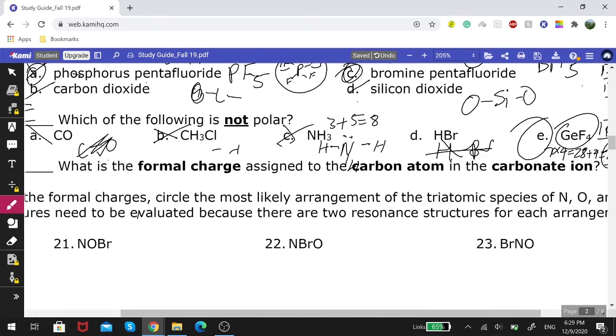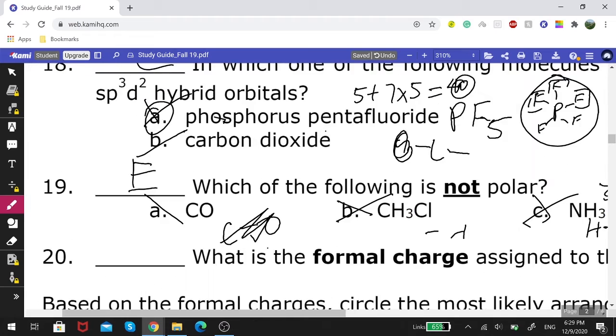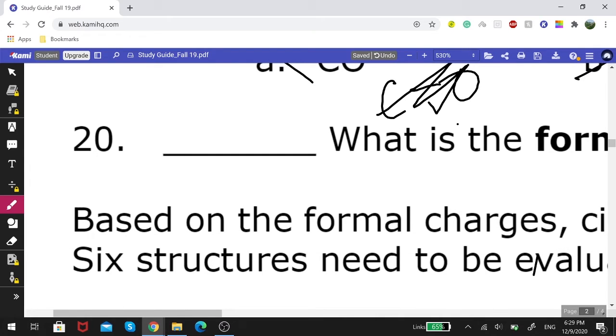And now, what is the formal charge assigned to the carbon atom in carbonate ion? Okay, so we're going to have to find the formal charge in carbonate ion. Carbonate is CO3 2 minus. Let's first draw one. CO3, so C in the middle and 3 O's around it. CO3 2 minus. Let's see.